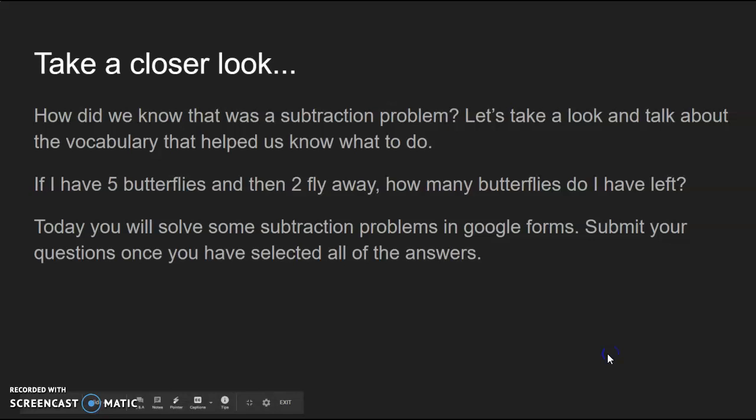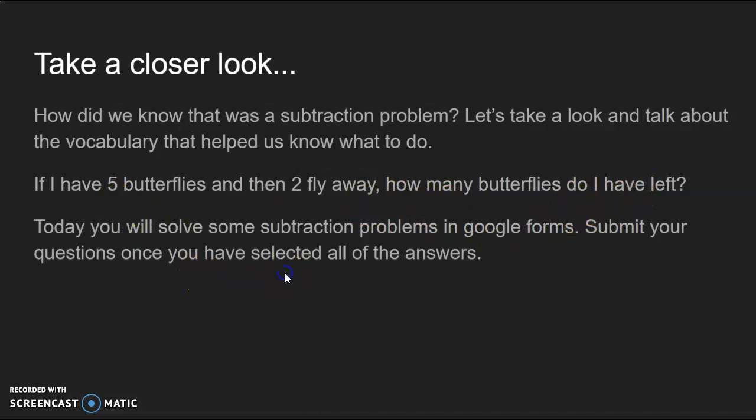So let's take a closer look. How did we know that that was a subtraction problem? Let's look and talk about the vocabulary that helped us know what to do. So this was our sentence. It said, if I have 5 butterflies and then 2 fly away, how many butterflies do I have left?